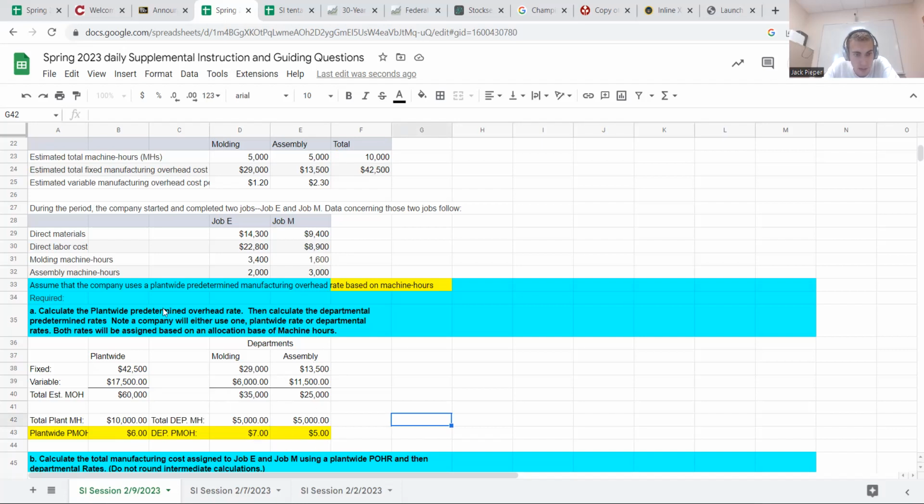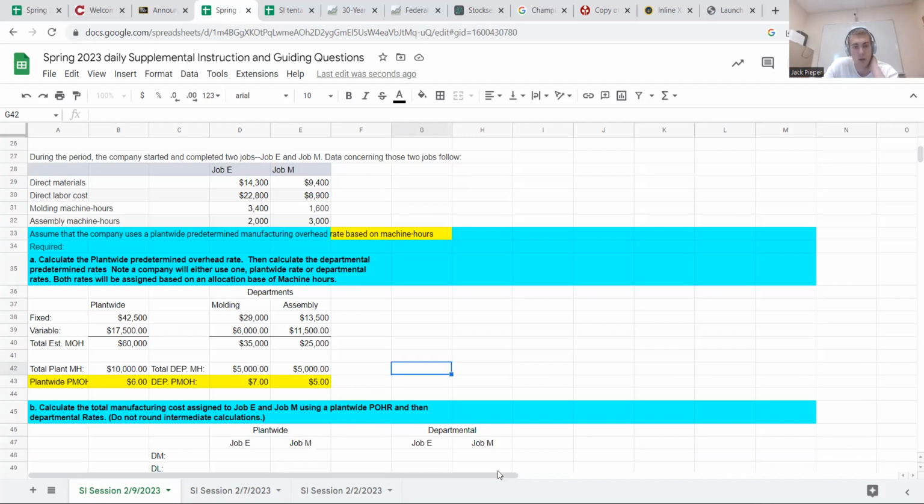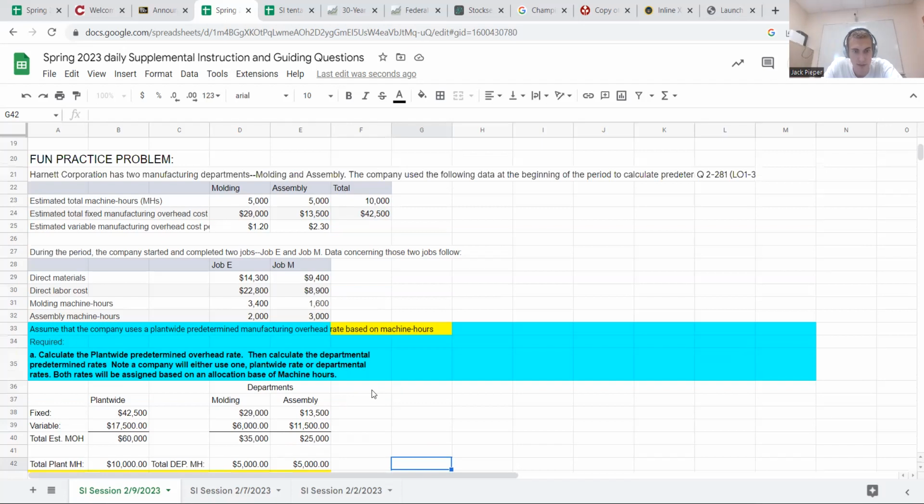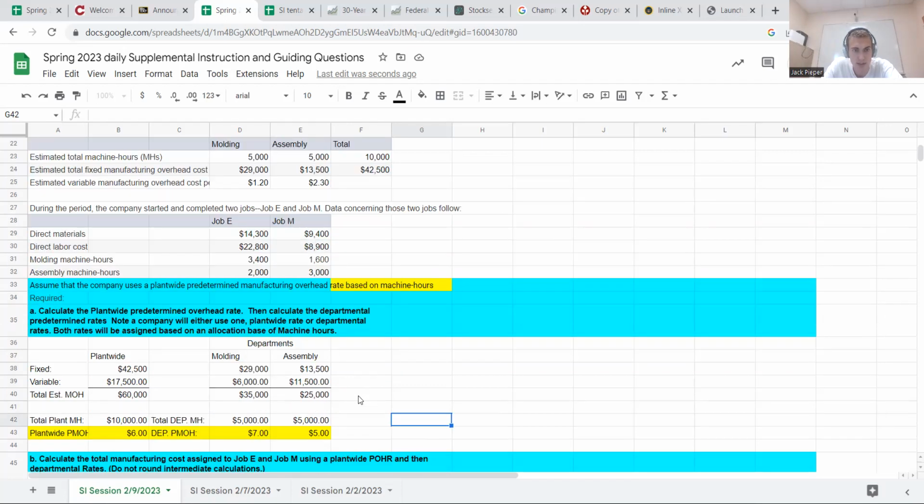Plant-wide predetermined overhead rates will be less exact than the department-wide overhead rates because the plant-wide included all of the numbers divided by all of the plant machine hours. The departments did the individual number of overhead divided by the individual number of machine hours, and we got different answers. So it's more specific to use the department-wide predetermined overhead rate when your costs and hours are different.